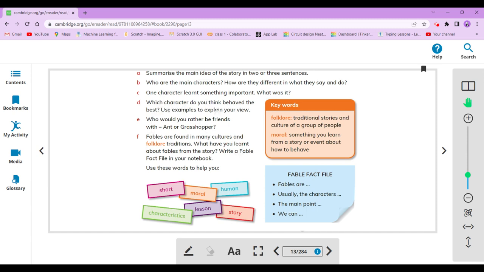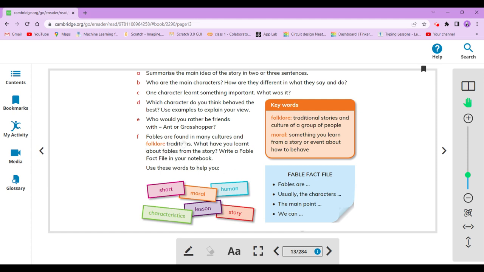Now, which character do you think behaved the best? Use examples to explain your view, which I'm going to leave to you guys in the comment section down below. Who would you rather be friends with, the ant or the grasshopper? I would rather be friends with the ant.